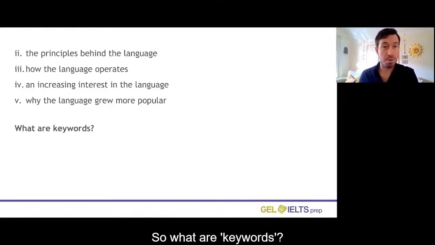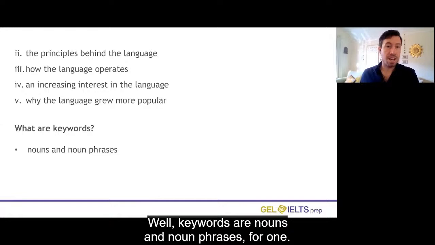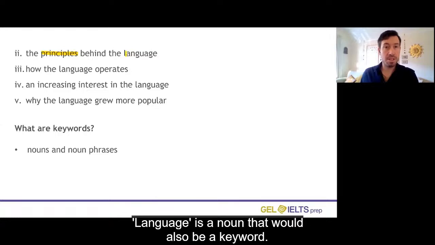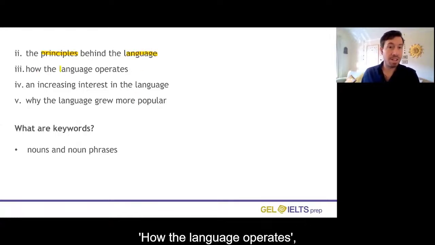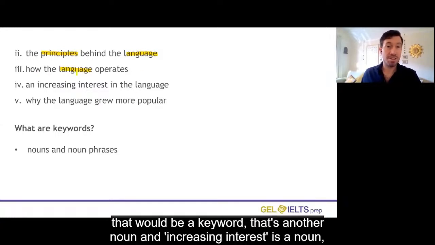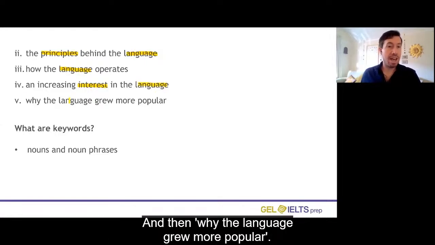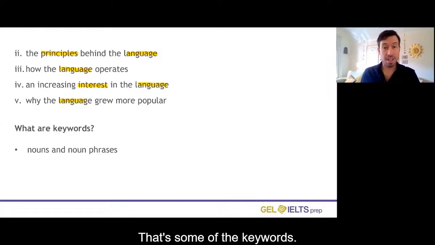So what are key words? Well, keywords are nouns and noun phrases for one. For example, here you can see principles is a noun. That would be a keyword. Language is a noun. That would also be a keyword. How the language operates, that would be a keyword. That's another noun. And increasing interest is a noun. So that would be a keyword. And again, language. And then why the language grew more popular. So we've highlighted the nouns there. That's some of the keywords.